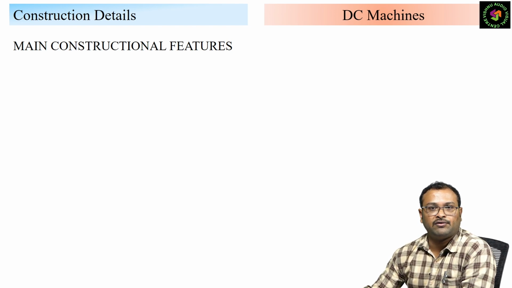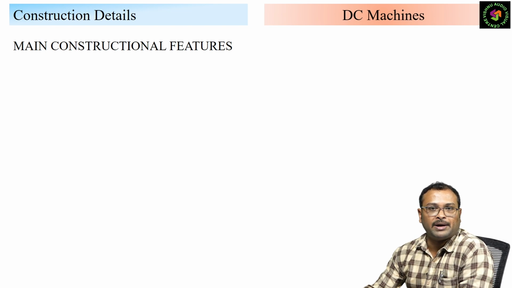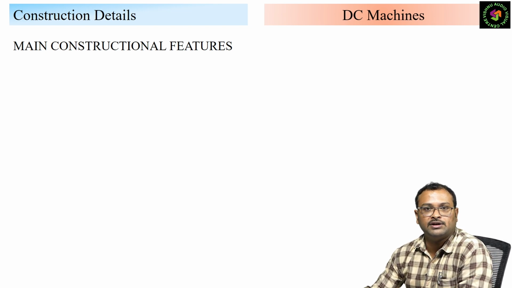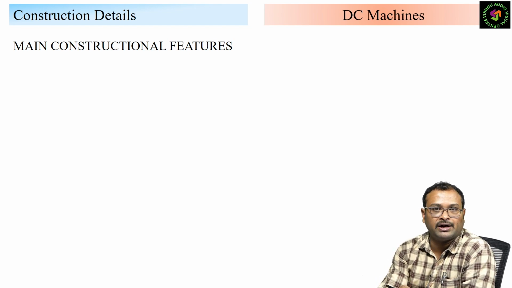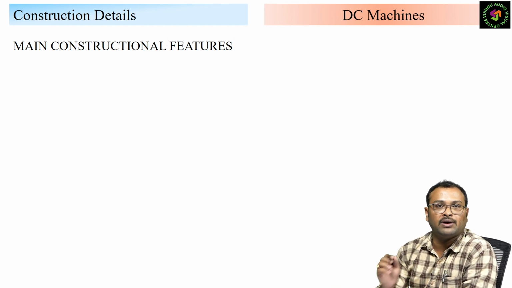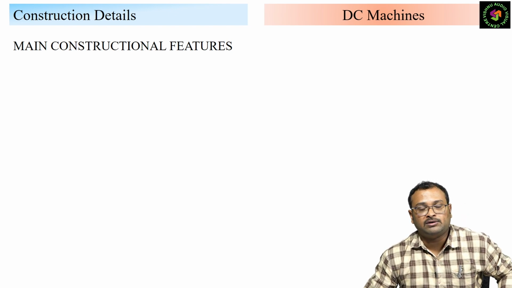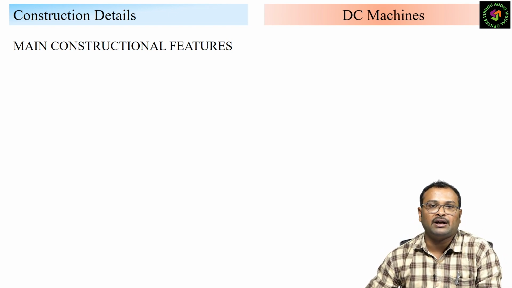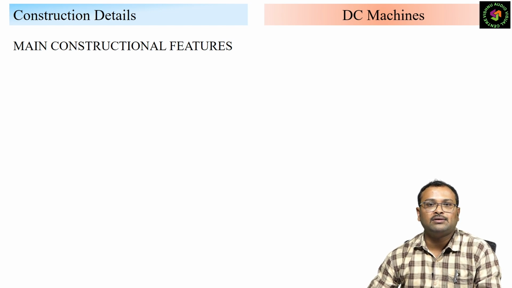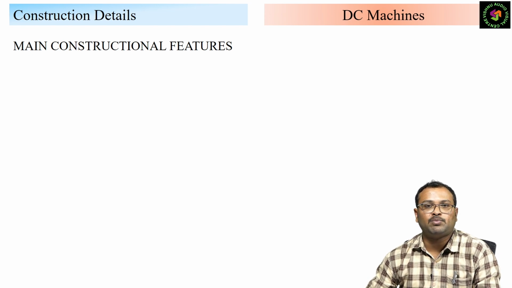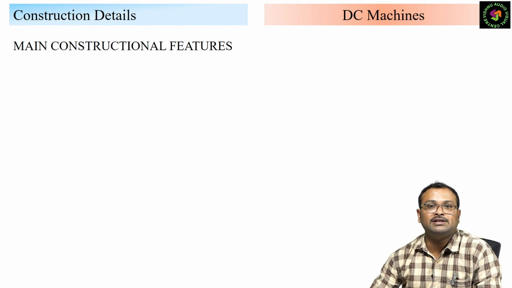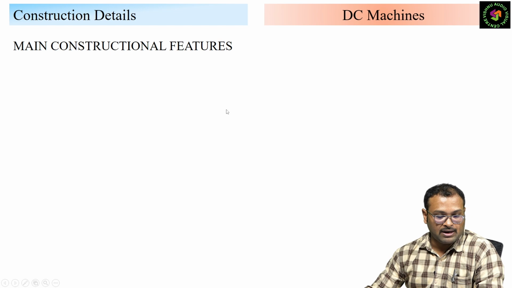We know that machines work on electromechanical energy conversion. According to their work, DC machines are divided into two types, that is DC generator and DC motor. A DC generator converts mechanical energy into electrical energy, and a motor utilizes electrical energy and converts it into mechanical energy. In DC machines, either motor or generator, the construction is almost the same, with only small differences in parts. The main construction is the same. So we will discuss the DC machine construction and see the main constructional features.